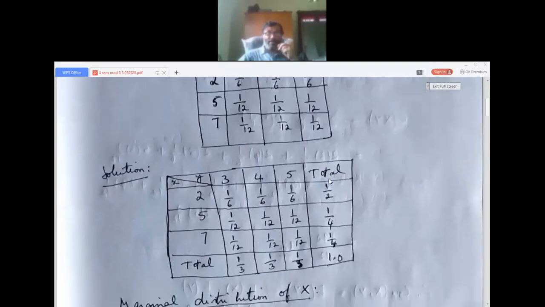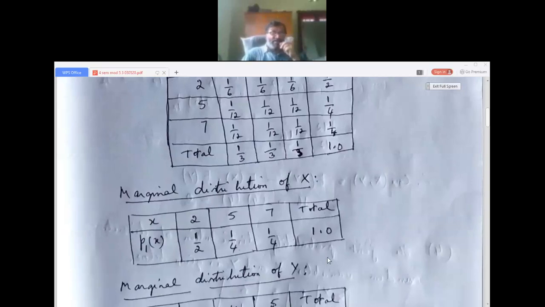Then you write the total. Total means you have to add these 3: 1 by 6 plus 1 by 6 plus 1 by 6, that is 3 by 6, and so on. Add these 3 and you get this total. Then add these 3, add these 3, add these 2, and you get these 3 totals. Add this one vertically, the total is 1.0. Horizontally it should be the same.